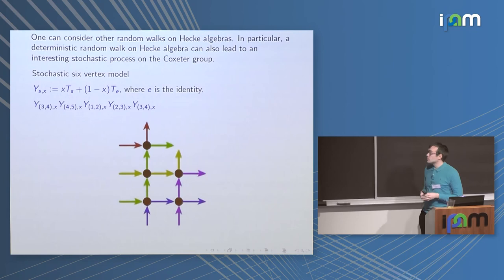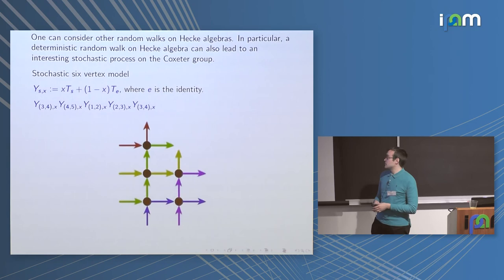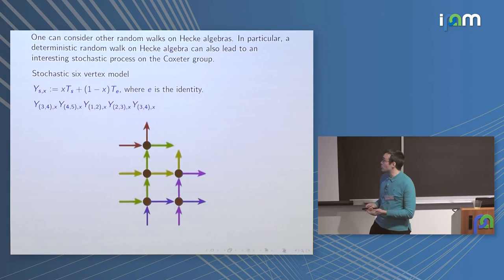So this is a random walk with not independent increments, and this is a random walk on the Hecke algebra with deterministic increments, but it's still an interesting probabilistic object because of the randomness which comes from the second step.